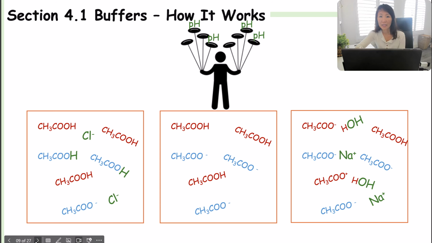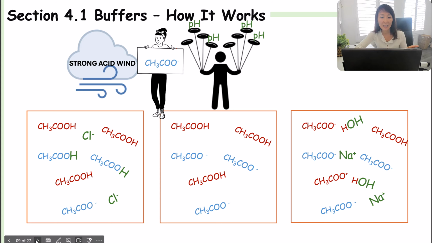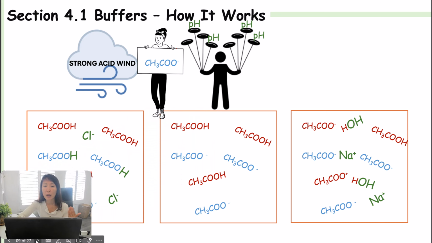So think of it like this. Say you were in a circus and you're the guy who spins plates, and they're all well balanced, and this plate represents pH. Well, no matter how strong of an acid wind comes, if there is a trusty assistant like this weak base, it's going to prevent the pH from diminishing quickly.